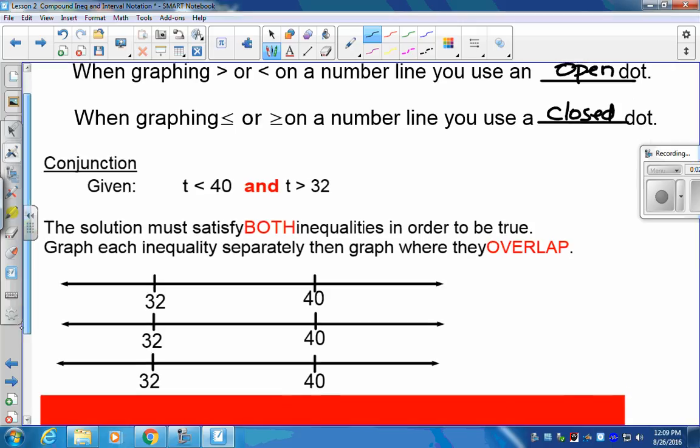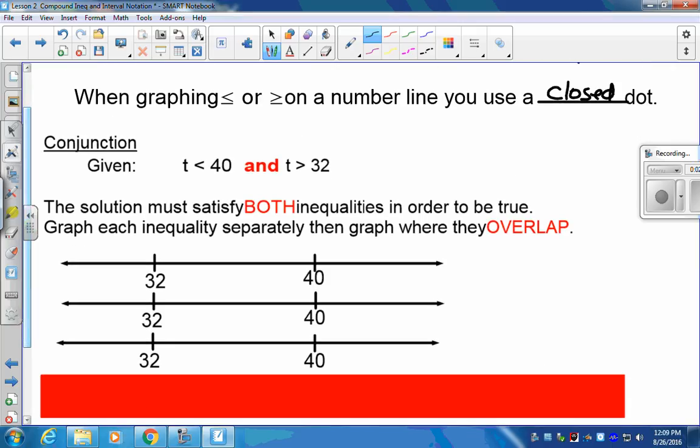I'm talking about a conjunction. In the first lesson, we learned about unions, using the word or. A conjunction is the word and. It has to satisfy both inequalities in order to be a solution. Versus an or, we kind of shaded in either direction. Either x was smaller than 0 or it was greater than 10. Here it has to be an and. So we're looking at t is less than 40 and it is greater than 32. So really we're looking for values between those two.